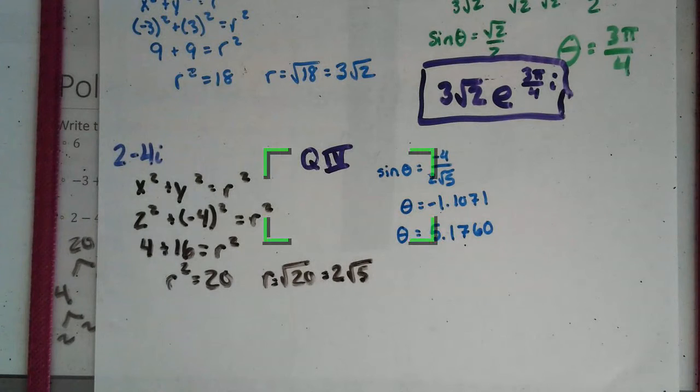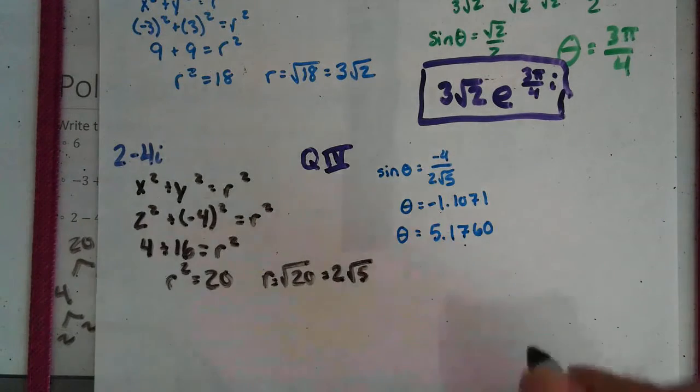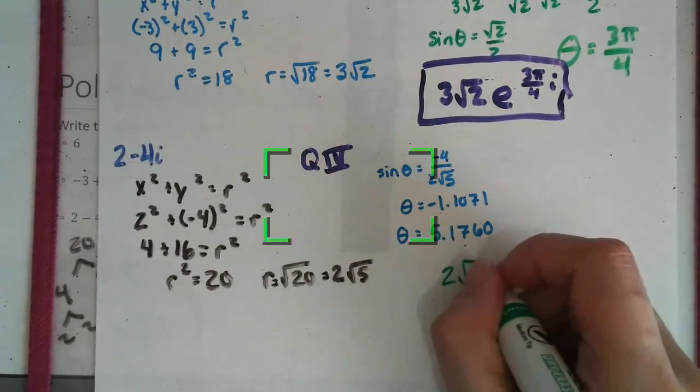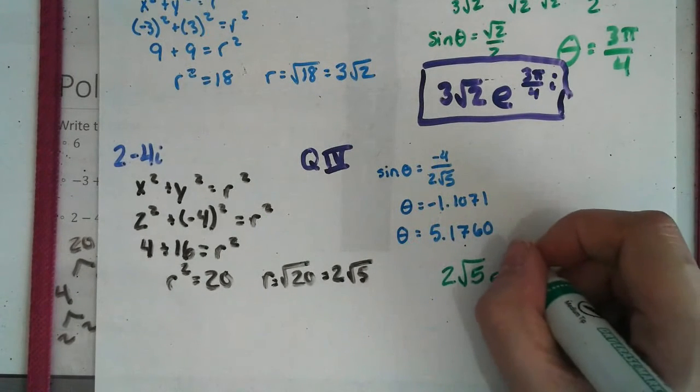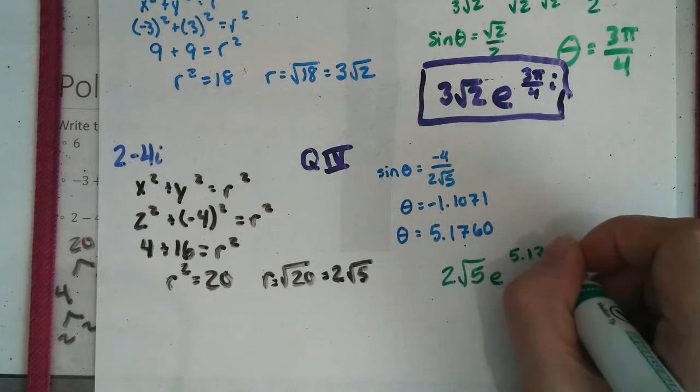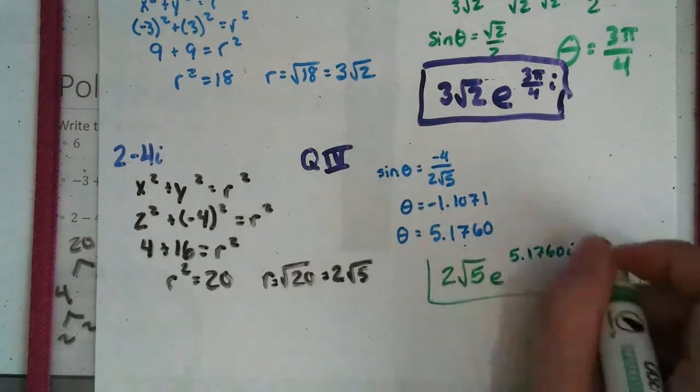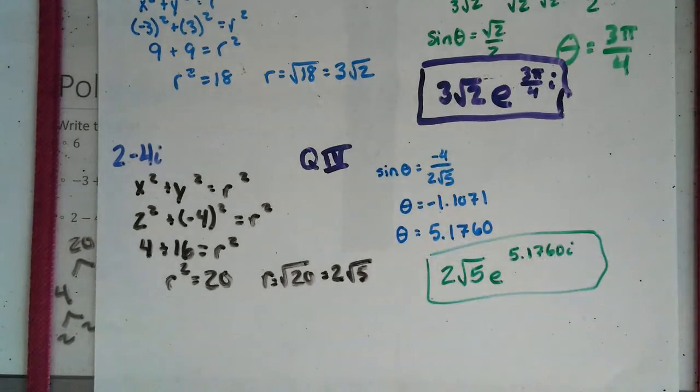So if I write this in re to the i theta form, I get 2 times the square root of 5, e to the i times theta, I'll put the i last, so 5.1760 i. And that's the form we're looking for.